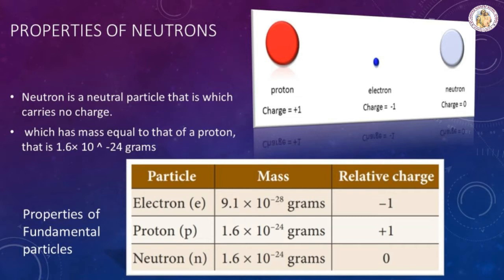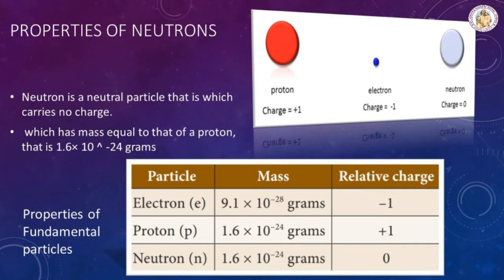First, electron. It is represented by the letter e, and the mass of the electron is 9.1 into 10 to the power of minus 28 grams, and the charge of the electron is minus 1. Next, proton. It's denoted by the letter small p, and the mass of the proton is 1.6 into 10 to the power of minus 24 grams. And the charge of the proton is plus 1.